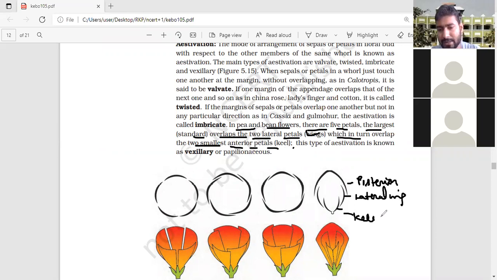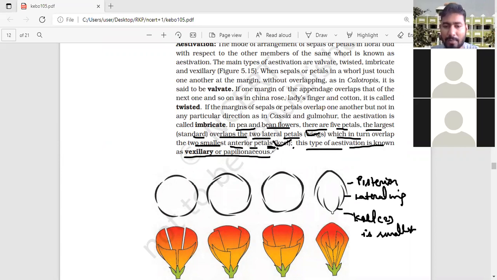The keel is also 2 in number, and it is the smallest, a keel-like structure. Clear? First is the outer one, located towards the posterior side, the larger standard. The 2 lateral wings are present laterally, and they enclose the 2 anterior keel-like structures, the smallest anterior petals. That is the keel. This type of estivation is known as vexillary or papilionaceous.